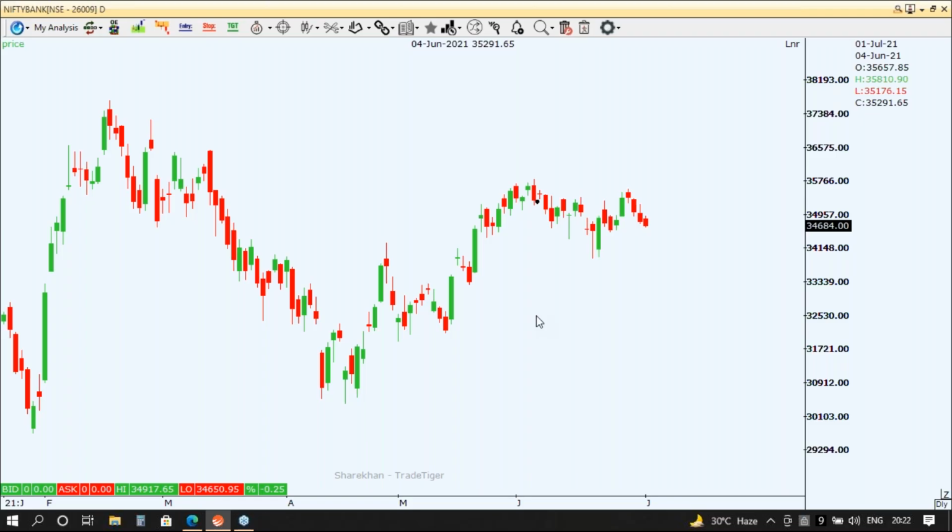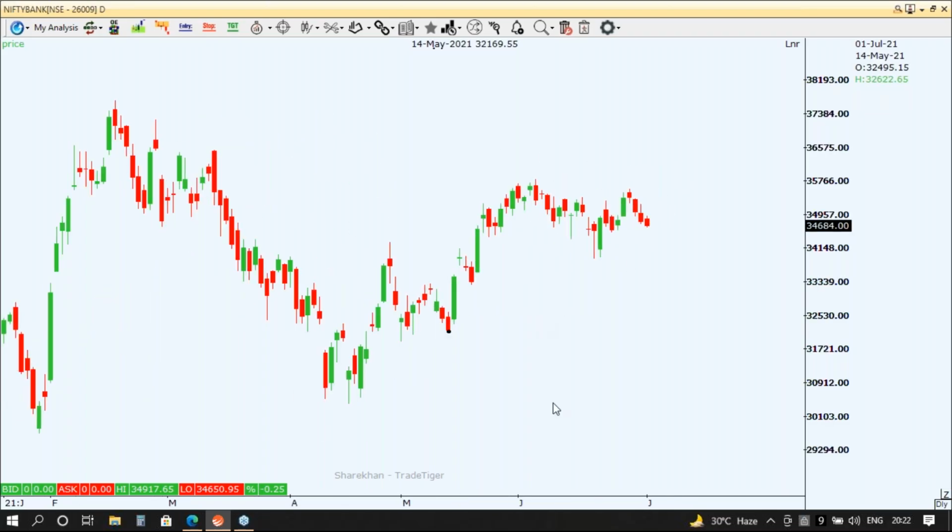But ladies and gentlemen and everyone in the class, do we have any major level of demand or any major level of supply where you would love to buy this index? Anything over here? One-sided, कोई clear cut level है आपके पास? कुछ भी है आपके पास?